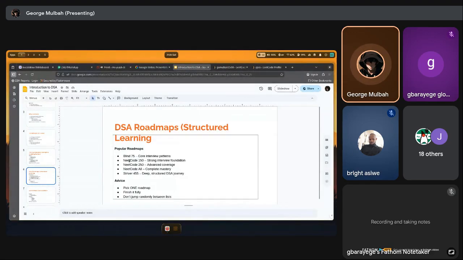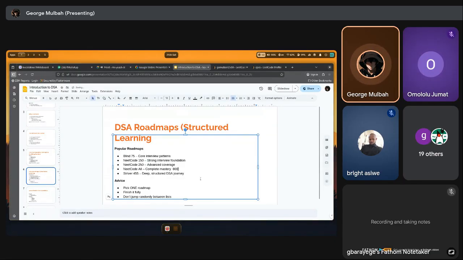I think even LeetCode 150. I'm currently resolving it because of this class. This one is another one, LeetCode 150, and then you solve LeetCode 250, and then this one is actually 800 problems strong. And then you solve this one, and then you go to Strivers.